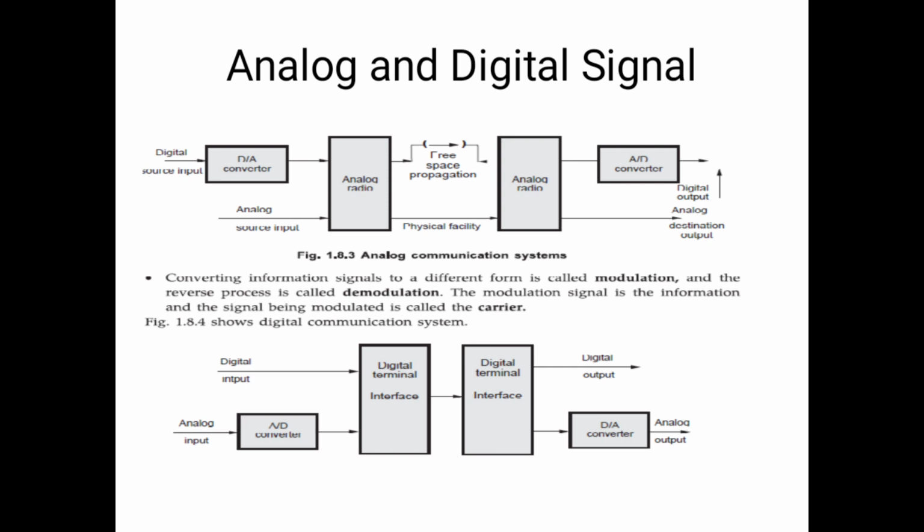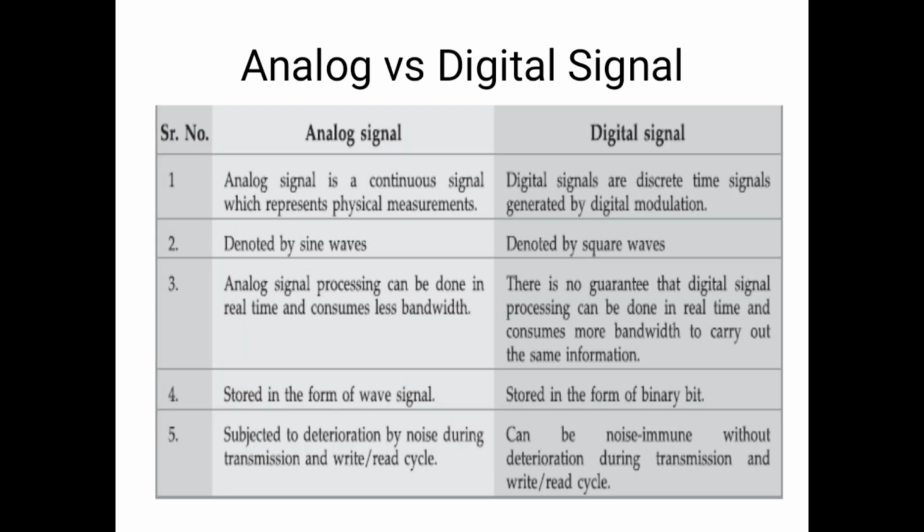Next one, analog and digital signal. So an analog signal is a signal that is transferred as a physical quantity. A digital signal is a signal that is transferred as zeros and ones. Here is a difference column to differentiate the analog and the digital signal. An analog signal is a continuous signal which represents physical measurements. It is denoted by a sine wave. A sine wave is a curved wave.